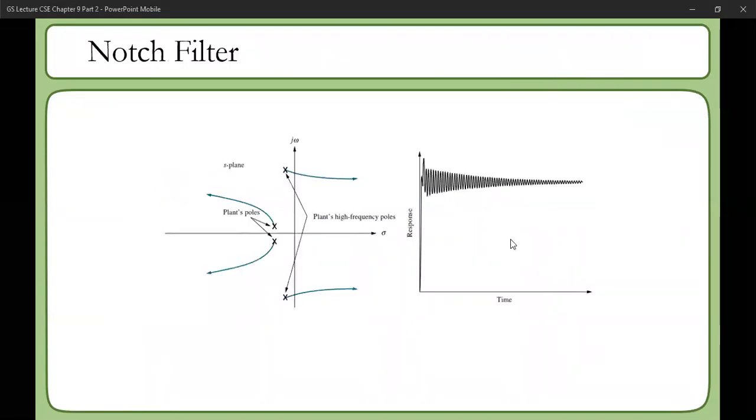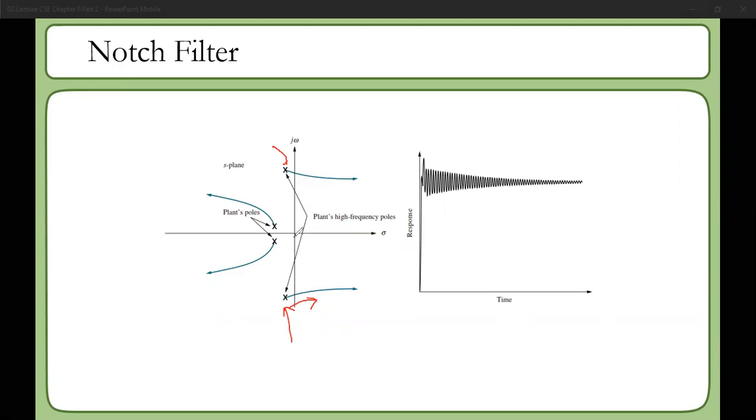Okay, so this is a notch filter. This is a mechanical system, high frequency plant. So this is just for your information. This is not that important for the exam. So what happens is sometimes if you have a pole very close to the j omega axis, there is always a possibility that they may cross the j omega axis and go into the unstable zone.